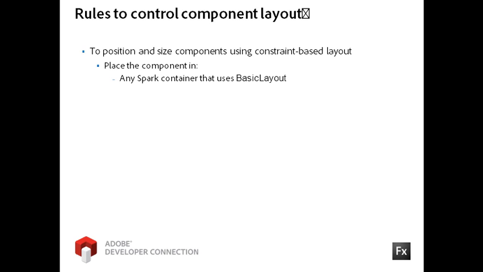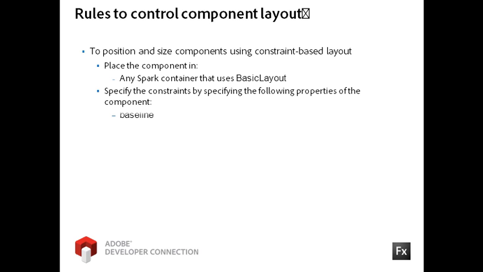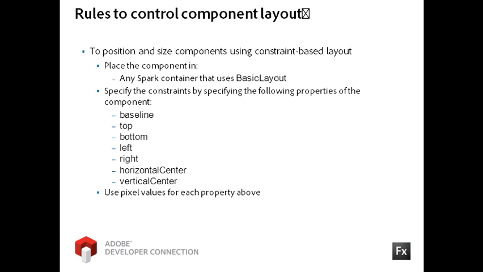Previously, with the basic layout class, you have specified X and Y properties for components in order to position them absolutely in the display. For a constraint-based layout, you do not use X and Y properties. Instead, you use baseline, top, bottom, left, right, horizontal center, and vertical center. Each property takes a pixel value which determines the distance that the component will be positioned relative to the specified constraint for the parent container.